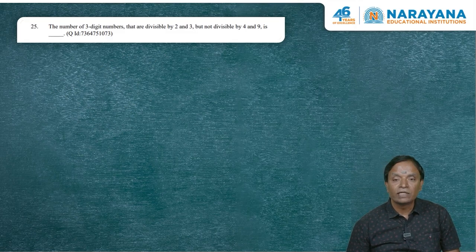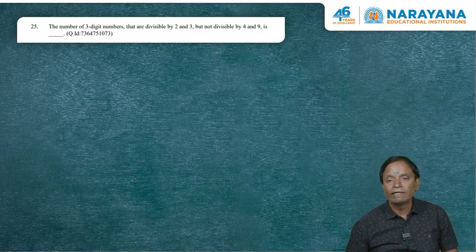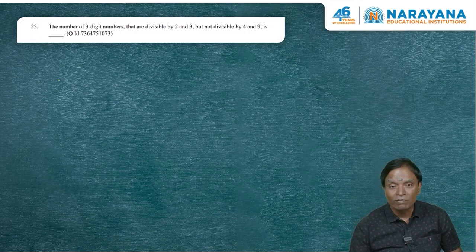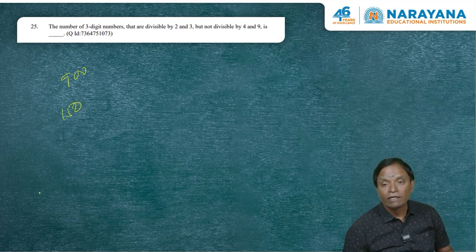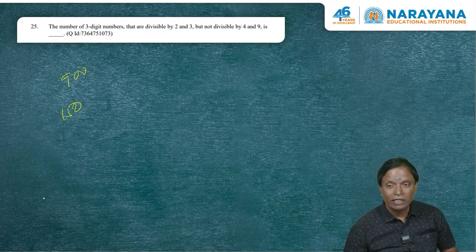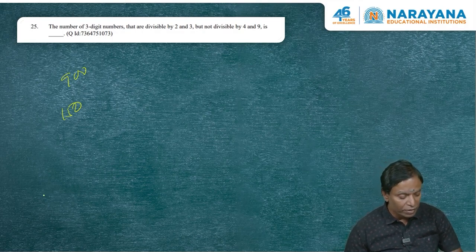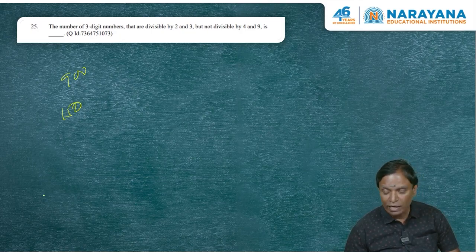Number of 3-digit numbers that are divisible by 2 and 3, but not divisible by 4 and 9. You can look at the total number of 3-digit numbers, which will be 900. In these numbers, the numbers that are divisible by 2 and 3 means divisible by 6, so 900 by 6, which will be 150. Not divisible by 4 and 9 means not divisible by 36. Divisible by 36 means 900 by 36, which is 25 numbers. So 150 minus 25 gives you 125.